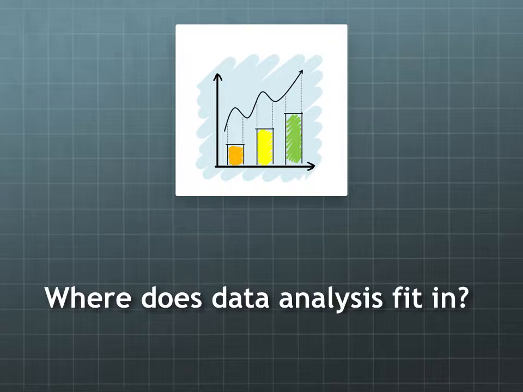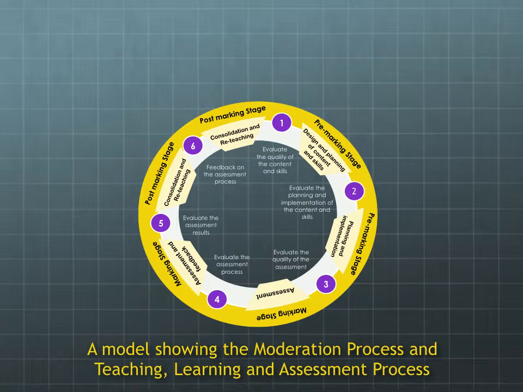Now, data analysis takes place at the end of an assessment process, and this then informs management and the teachers on where the changes should be made to improve. Now, this model, although it looks quite complicated, is really integrating three different processes. It's integrating the moderation process, the teaching and learning process, and then the assessment process. Now, let's have a look at it step by step so that you can understand the full picture.